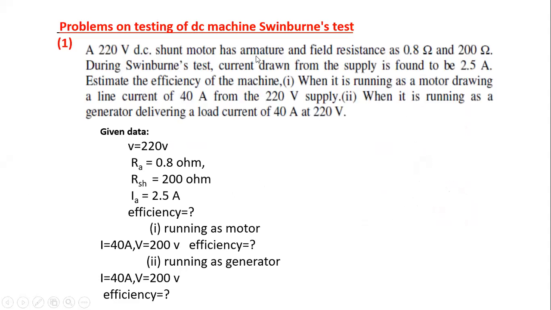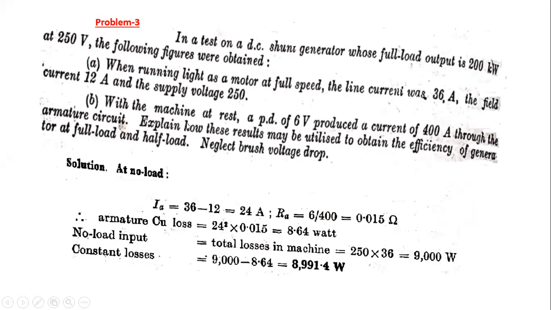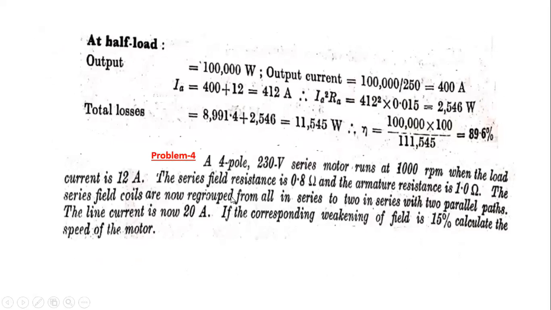These are the previous year problems related to the Swinburne's test of a DC machine. And this is another problem that was in the previous paper, related to the torque equation of a DC motor. And this is the torque equation formula. These are various problems related to the losses. And this problem is related to the speed control of a DC machine and losses in a DC machine.